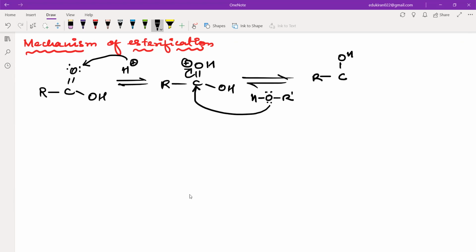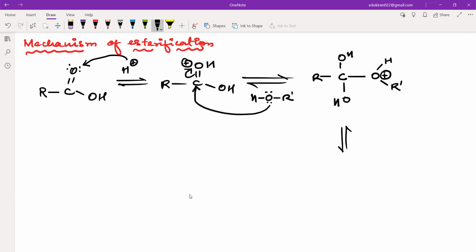And here you have this OH already present. Now you have one more group attached here, which is oxygen. This oxygen is bonded with hydrogen and it is also bonded with an alkyl group, R dash, so this will get a positive charge. Yes or no, tell me. Any problem till here, guys? No, sir. No problem. Next, what happens?